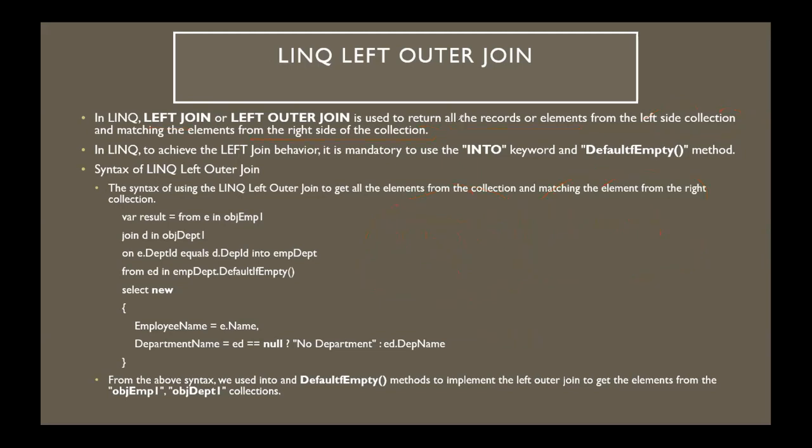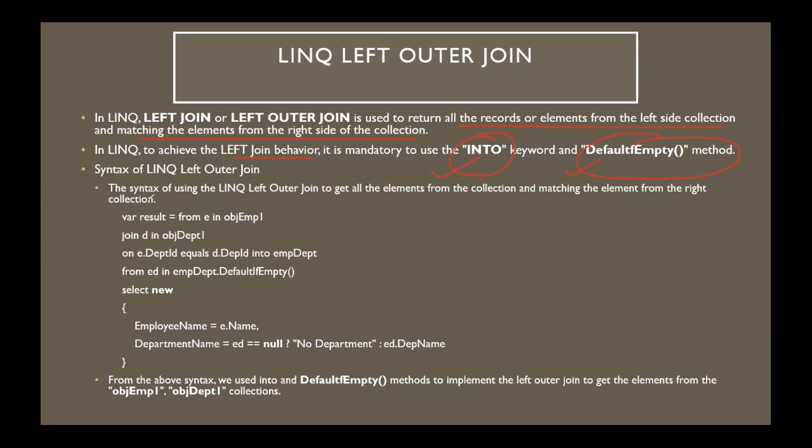Okay. So it is used to return all the elements of the left hand side collection and the matching elements from the right hand side of the collection. In LINQ, to achieve left join behavior, it is mandatory to use the into keyword and the DefaultIfEmpty method. We saw that yesterday. So if you want to enable left join behavior in your LINQ, not in SQL, you have to use these two keywords. Compulsory.